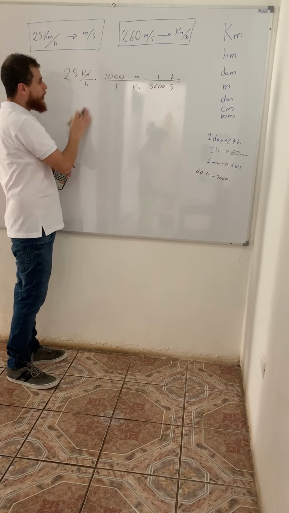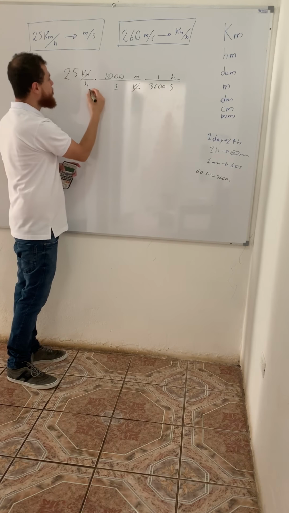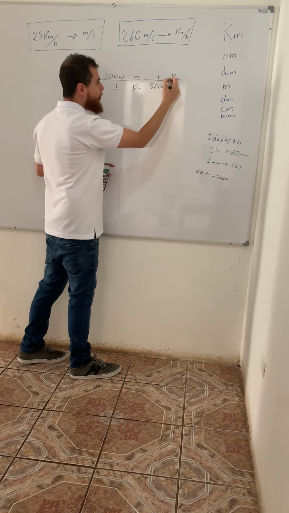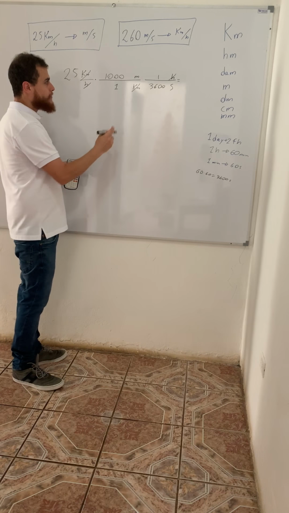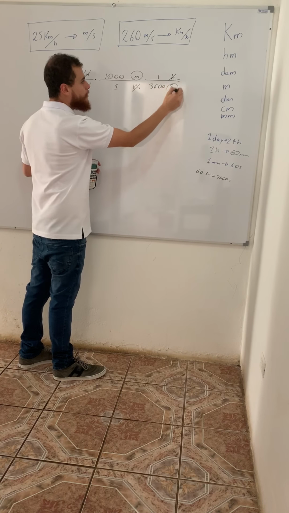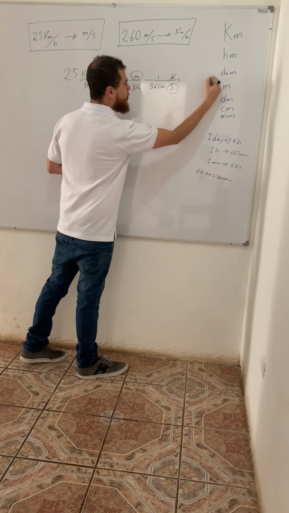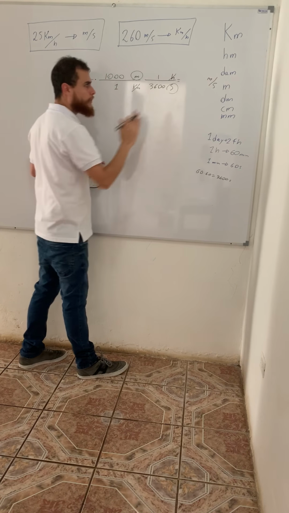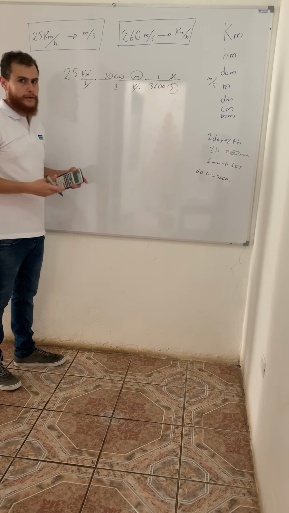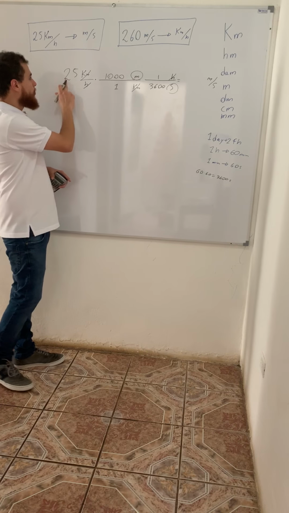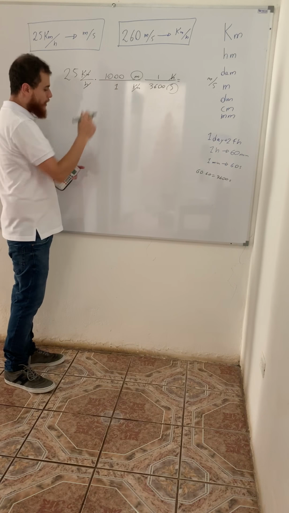Now, once I have put my numbers, I'm going to cancel out the units. So I'm going to cancel kilometers with kilometers, hours with hours. With this, what I'm making sure is that my answer is going to be meters per second. It's very important that I put the units, because if I don't, even though the number is correct, the answer will be incorrect.